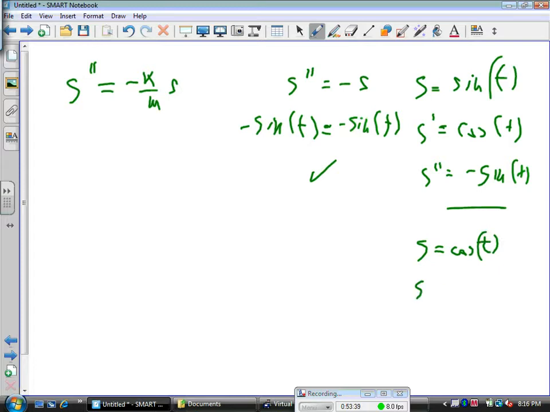Well, then s prime is negative sine, right? And s double prime is negative what you started with. Isn't that what the differential equation is saying? The second derivative is negative what you started with.